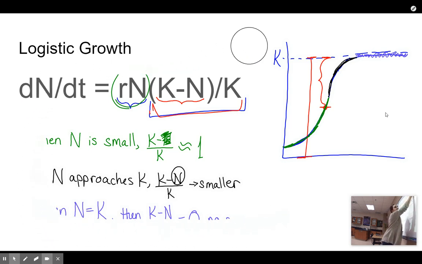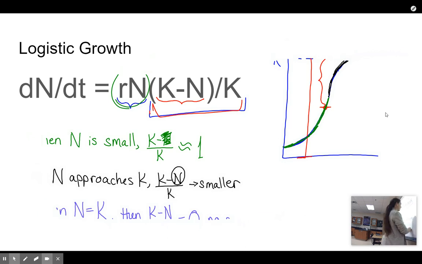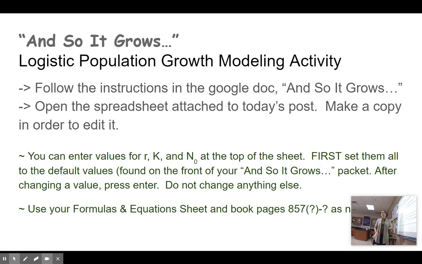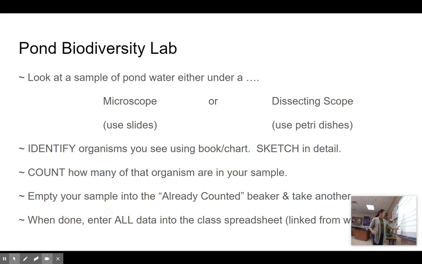We're going to work with these population growth equations, particularly the logistic growth equation, a little bit more in the activity that you're going to be doing today. When you finish watching this Edpuzzle, there's a document you're going to open up called And So It Grows. There's a little introduction, and the first few questions are just some review of the concepts that we just talked about. And then when you get to part 2, it's going to ask you to use a spreadsheet that's attached to the post today.